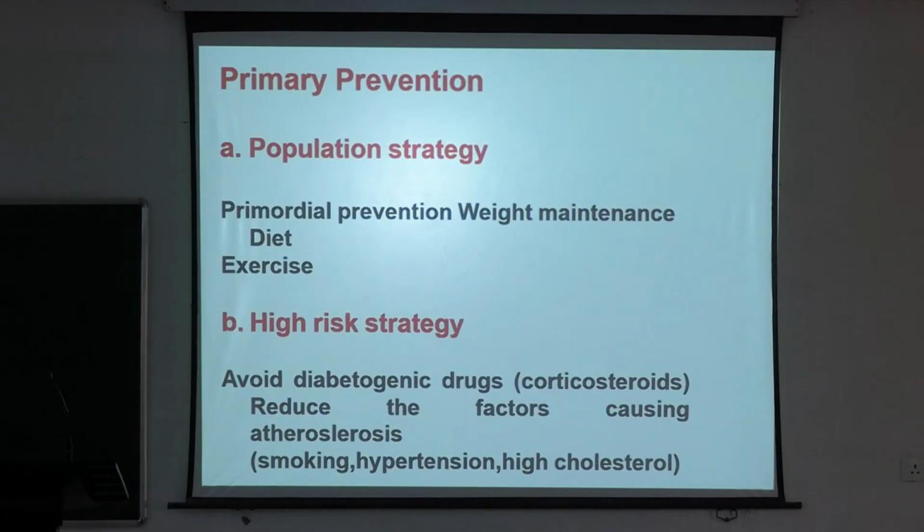So how do you prevent it? Population strategy is primary. You have a population strategy as well as a high-risk strategy. So what is the population strategy? It is primordial prevention, basically weight reduction, exercise, modification of diet. High-risk strategies avoid diabetogenic drugs.